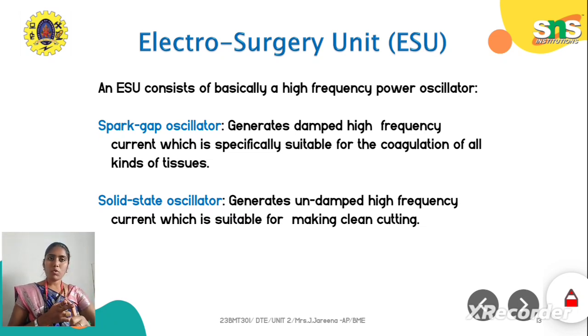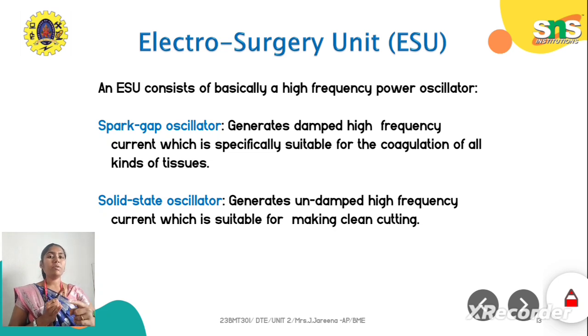There are two types of power oscillator used in an ESU machine. One is a spark gap oscillator, the second one is a solid state oscillator. The spark gap oscillator generates damped frequency. It is especially suitable for coagulating all kinds of tissues, whereas the solid state oscillator generates undamped high frequency, which is mainly used where you want to make a precise or clean cut. So these are the two different oscillators you can see.